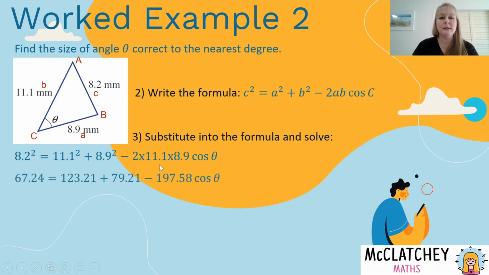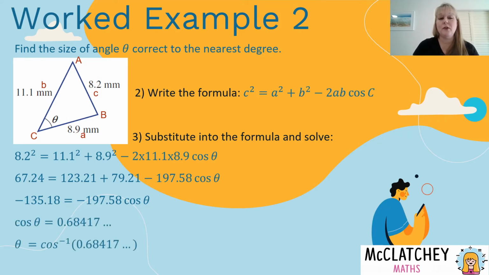Okay, so now we've got some numbers. We're simplifying. Let's take some numbers to the other side and simplify a little bit further. We're going to divide both sides by negative 197.58 and then find the inverse cosine of both sides of the equation, and theta is 47 degrees. Maybe pause here and have a go at doing that one by yourself. Okay, so we could see that being able to transpose algebra accurately was pretty important here.